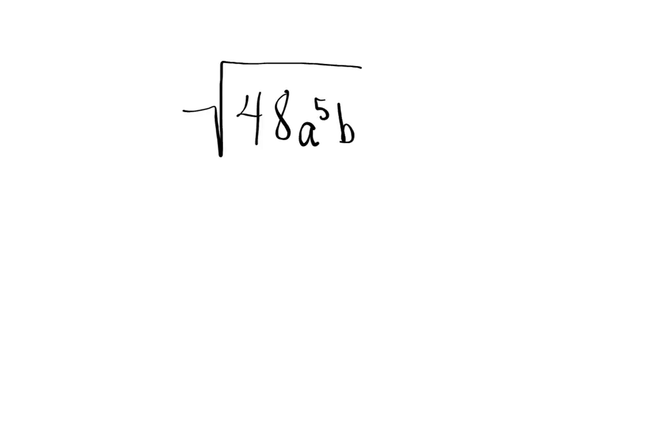Today's lesson is going to be about rewriting radicals as exponents, and that means we have an easier time doing the computations of simplifying our radical. Let's first talk about a radical. Here's a radical. It's a cute little radical. 48 a to the fifth b squared.